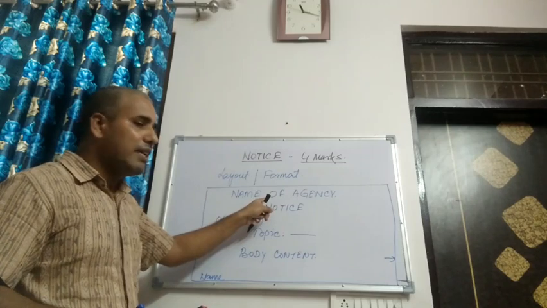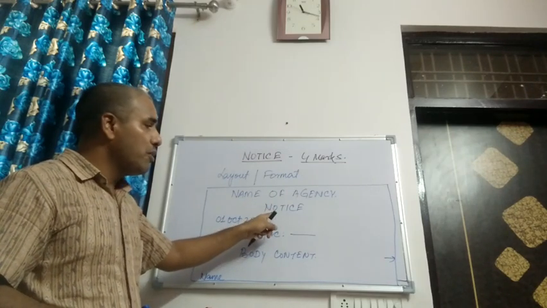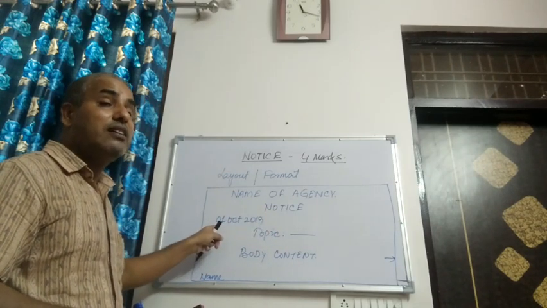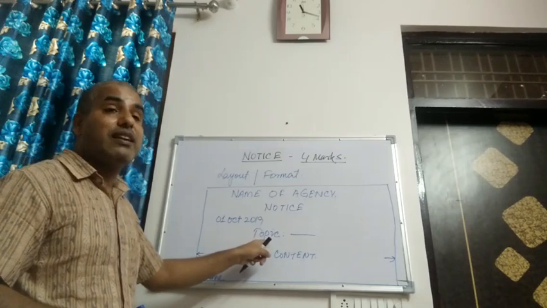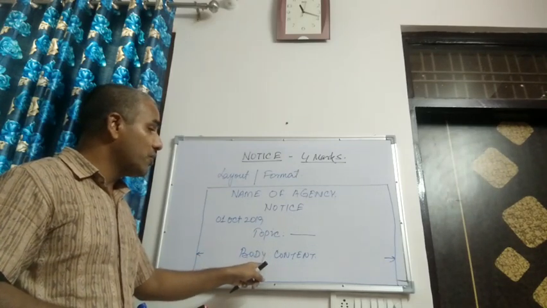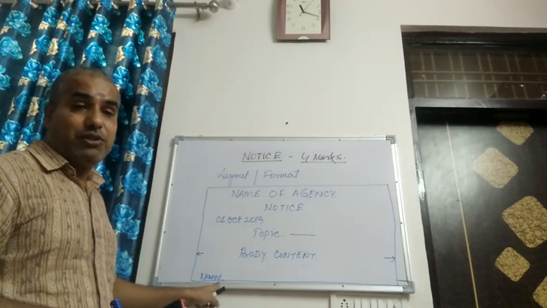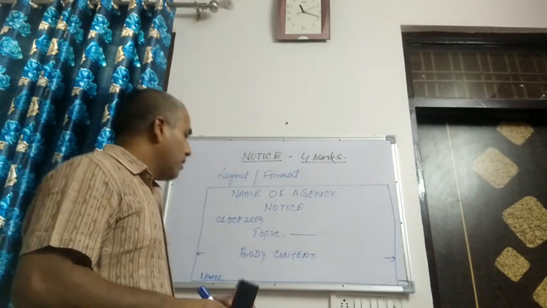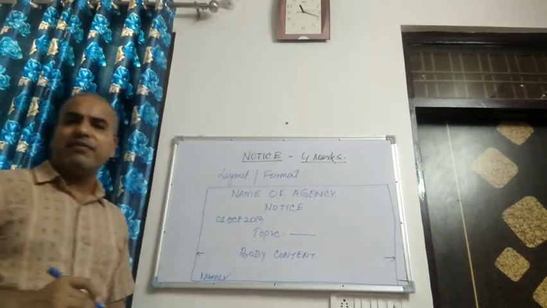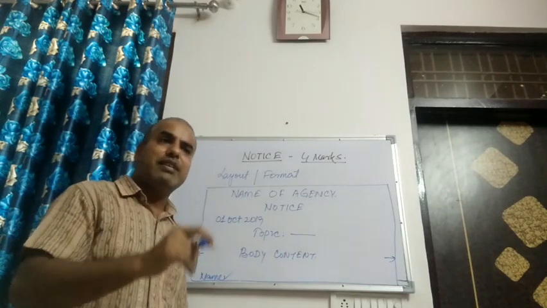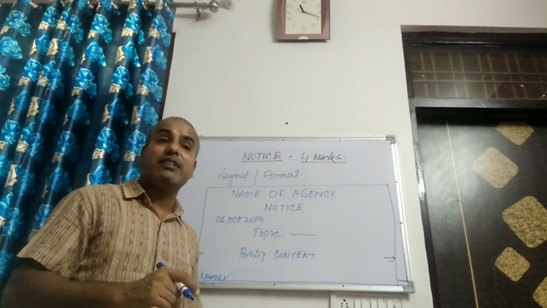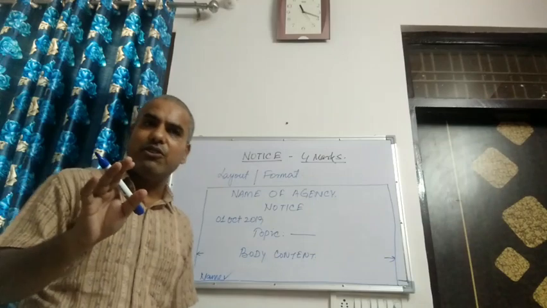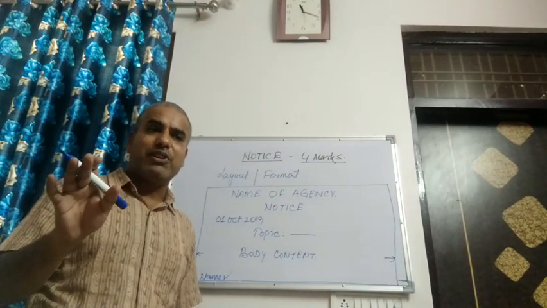Listen again. Number 1, you will write the name of the agency or the department. Number 2, below this you will write NOTICE. Then you will write on the left side the date of issue of that notice. Then in the mid you will write the topic of the notice, then the body content, and finally you will write the name of the person who is the authorized signatory to issue that notice. This is given in the question itself. No need to write any other name. Write the name that is mentioned in the question. If it is not mentioned, then write some name, but don't write your name. Nowhere are you supposed to write your name and address or mobile number in the answer booklet.